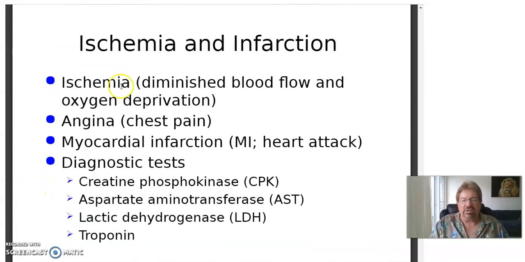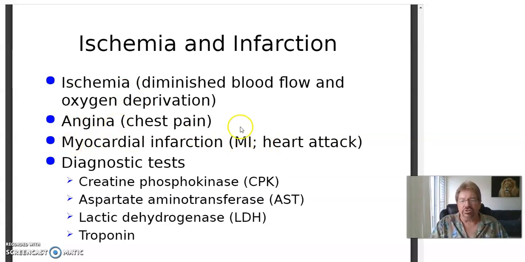Okay, ischemia is a lack of blood flow and oxygen. An infarction is an interruption in blood flow. Ischemia, diminished blood flow and oxygen deprivation. Why? Probably two reasons. One is either you're not getting enough blood flow, or the blood flow you're getting doesn't have enough oxygen in it. This causes chest pain, which is called angina.